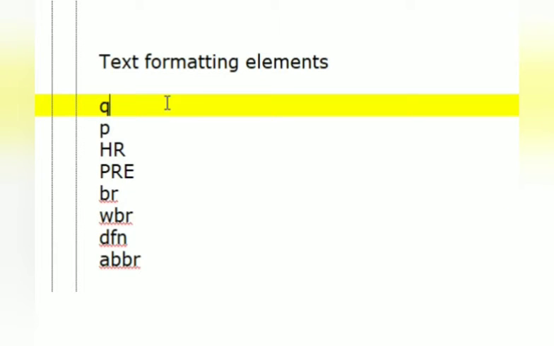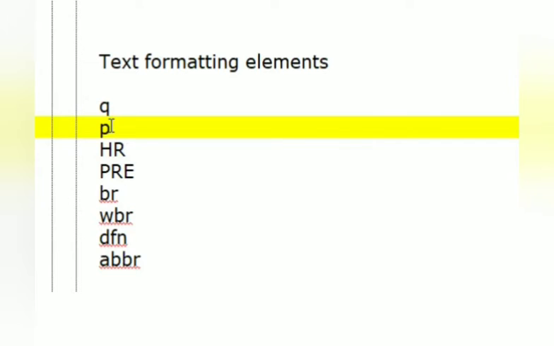First element is what? Q tag. Q tag is considered as a quotational tag. If you want to write any text in double quotation, that text we can write in a quotational tag. Next tag is P tag. Whatever text or paragraph you want to display on a web page, you can write in a P tag, or you can say it as a paragraph tag.